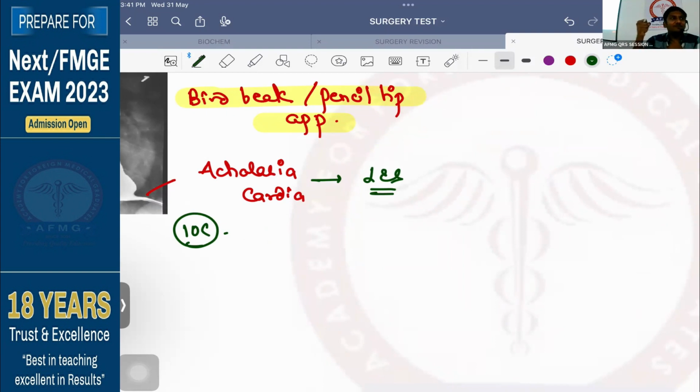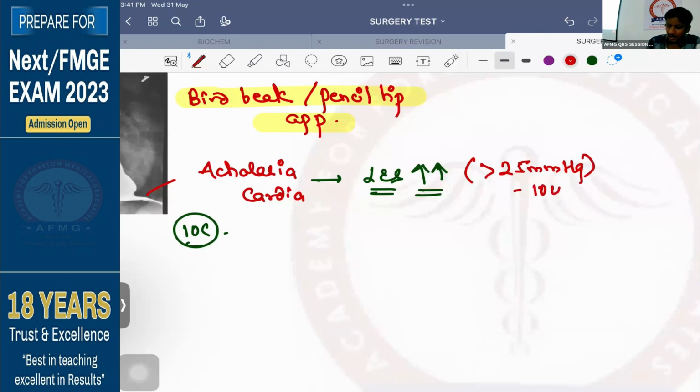The lower esophageal sphincter is in constant spasm. Why is it in constant spasm? Because the lower esophageal sphincter is not able to relax. As it is not able to relax, definitely the pressure at the lower esophageal sphincter will be very high. Normally lower esophageal sphincter pressure कितना होता है? 8 to 25 millimeters of mercury. But here the pressure will be more than 25 millimeters of mercury.